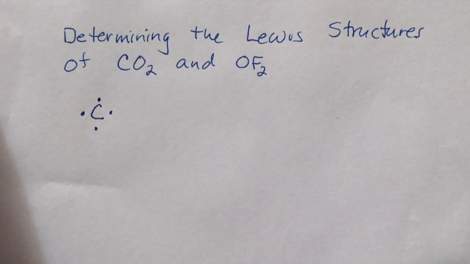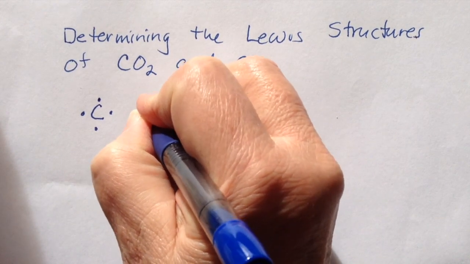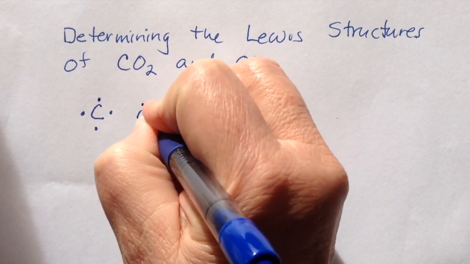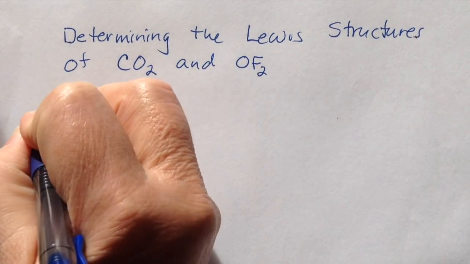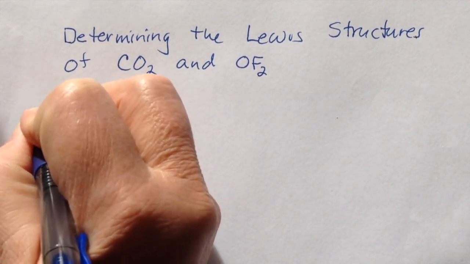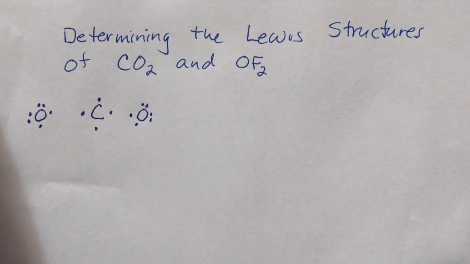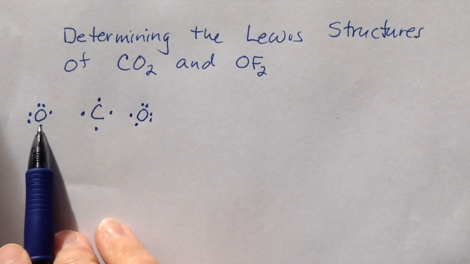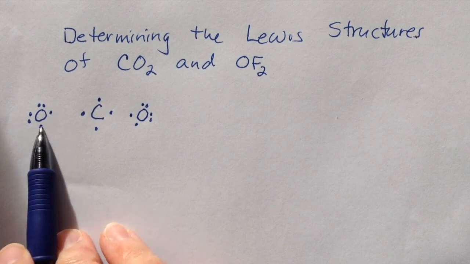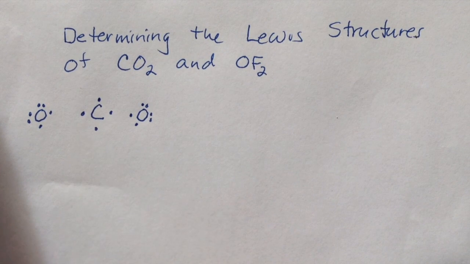4 valence electrons. Each oxygen has 6, and I'm going to write the 2 that are by themselves facing towards the carbon, because I know that they're going to be sharing electrons with the carbon. So carbon's going to share 2 of its valence electrons with oxygen, and oxygen's going to share 2 of its electrons with carbon, and that'll happen on each side.